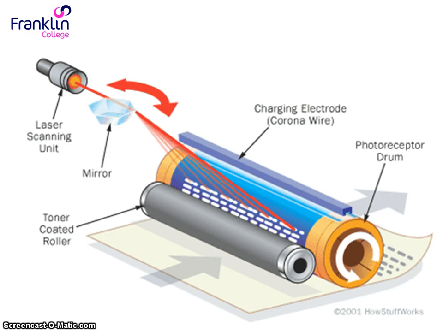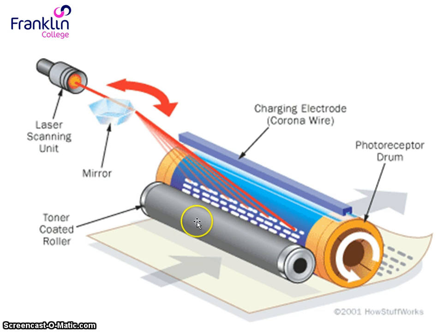So one further diagram here, representing part of this again. Here we can see the laser. We said before the laser is modulated, it's turned on and off. It's directed at the drum through a series of rotating mirrors. The laser removes or neutralizes the charge on the drum. The drum is rotating.